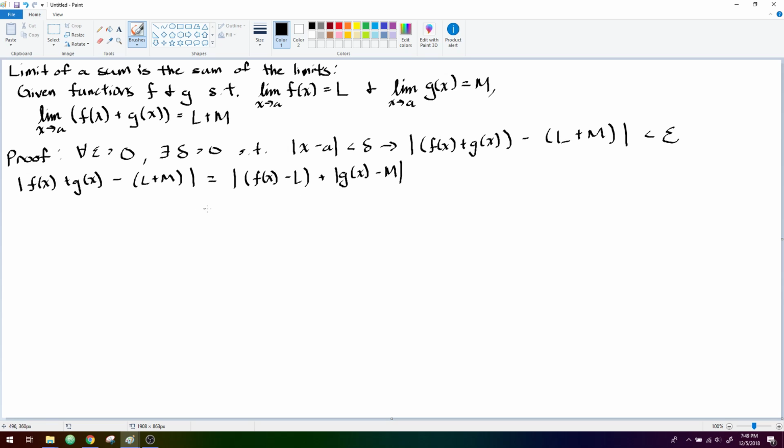Okay? Now, by the triangle inequality, we know that we can actually split this absolute value into the sum of two individual ones, so long as we add the caveat that these two aren't necessarily equal, but that this is going to be greater than or equal to that. f of x minus L in its own absolute value plus g of x minus M in its own absolute value. And this is the triangle inequality.